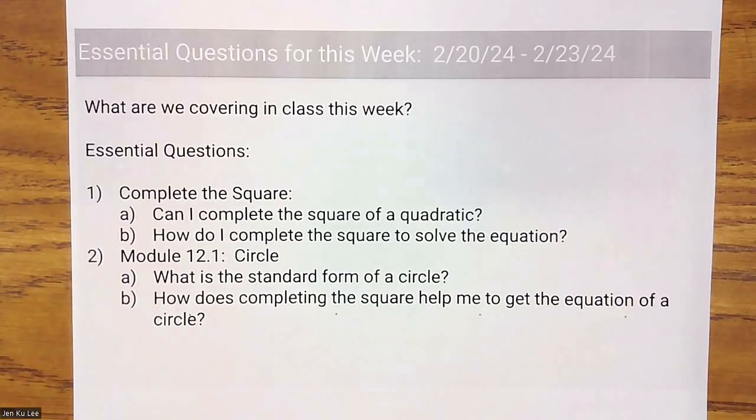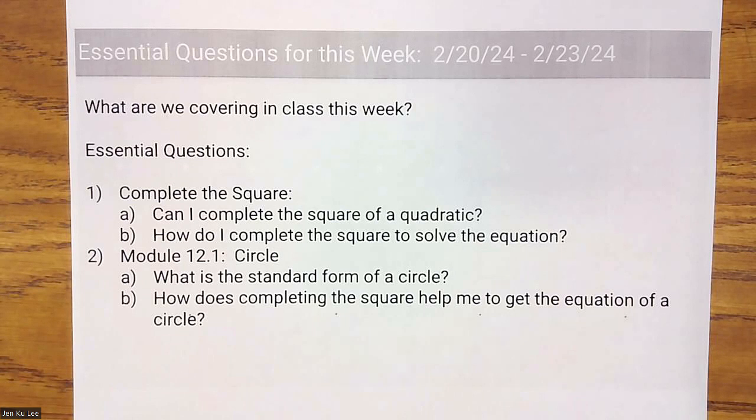All right. So the essential questions for today. Welcome everybody. It's completing the square. We're learning completing the square today. Can I complete the square of a quadratic? And how do I complete the square to solve the equation?